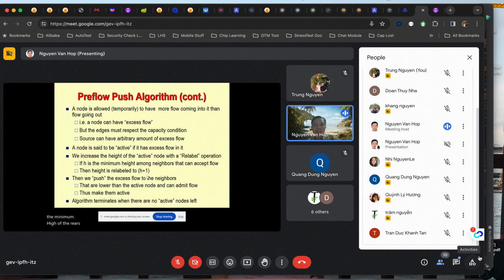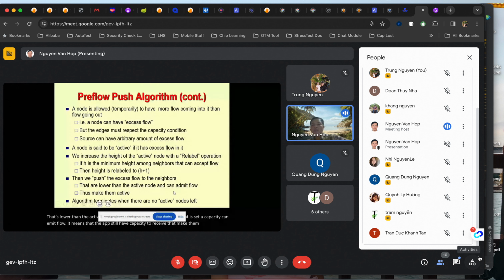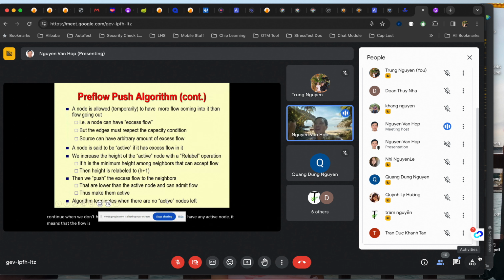Then we push the excess flow to a node that can accept flow. It means the arc still has capacity to receive, and we make that node active. The algorithm continues until we don't have any active node, because when there is no active node, it means that the flow is balanced on every node.